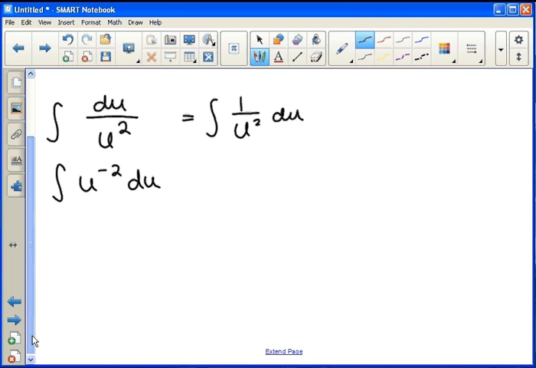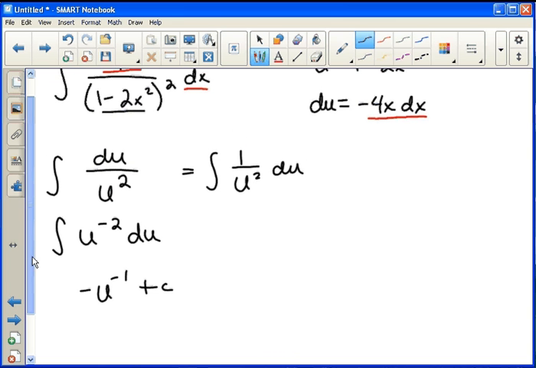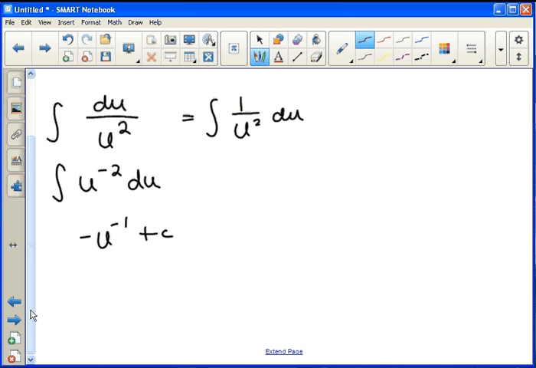Our last step is to plug our u in. Well, let's see, our u was 1 minus 2x squared, so we get negative 1 minus 2x squared to the negative 1 plus c. It's completely fine to leave your answer that way. Just keep in mind you could also move the whole thing back to the bottom. Like that. Either way is fine.